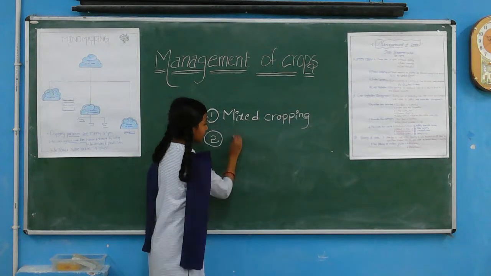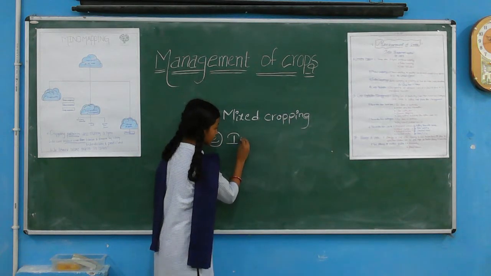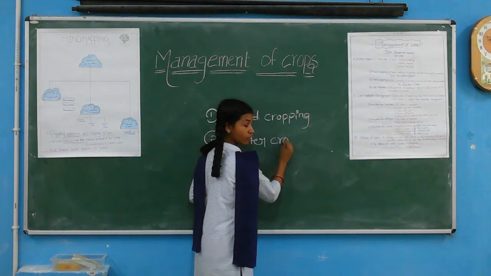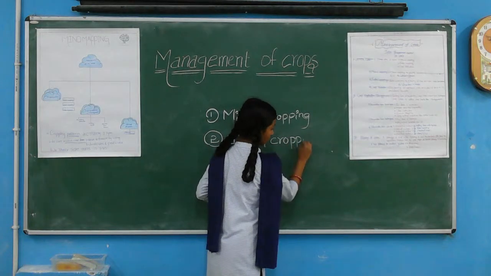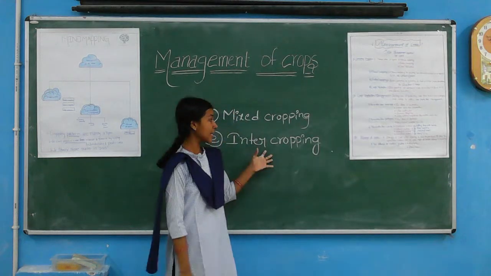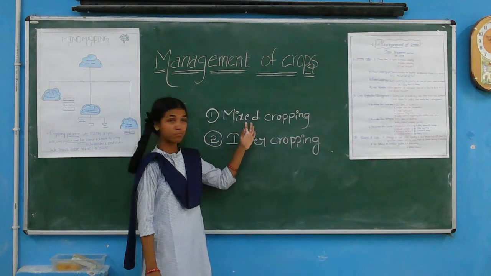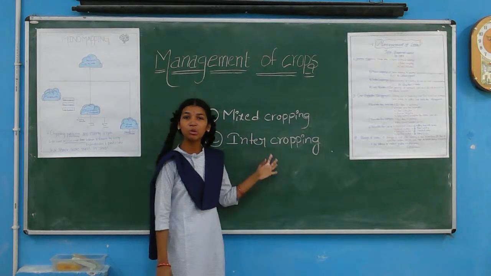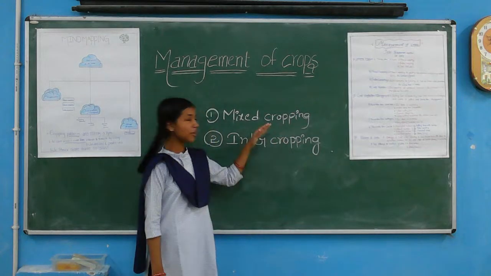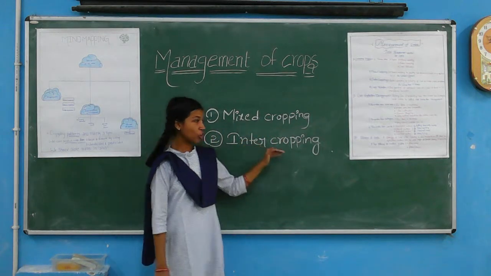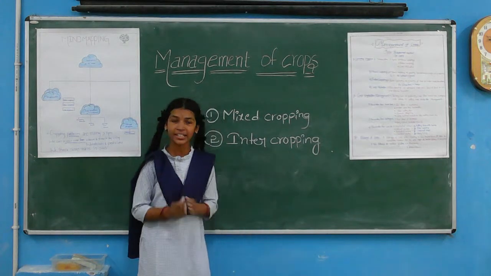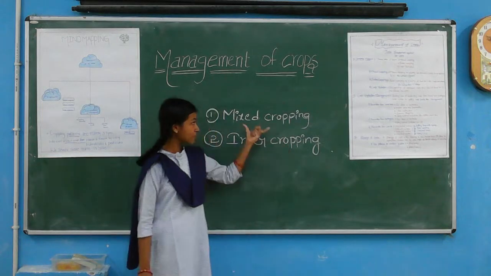And the next one, that is intercropping. Intercropping is also a method of cropping which is same as mixed cropping. That means it is also growing two or more crops in the same piece of land, but there is a small difference between mixed cropping and intercropping. Intercropping grows them in a definite pattern. That is the difference between mixed and intercropping.